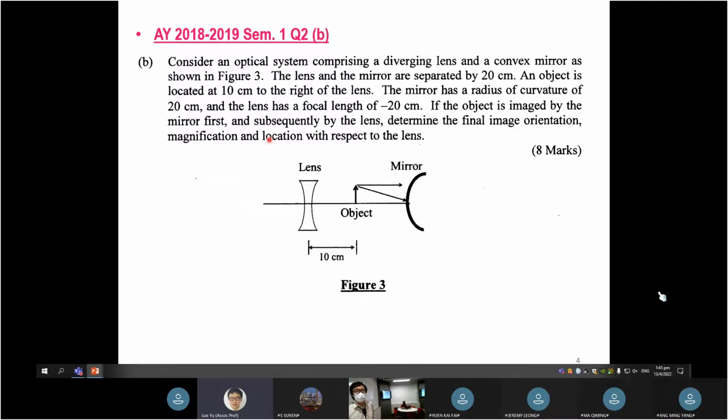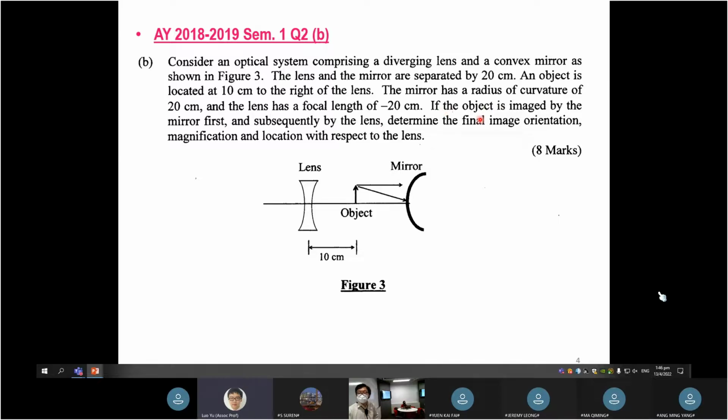The first one is a question from a test about 4 years ago. Here we have an optical system comprising a diverging lens, and a convex mirror, separated by 20 centimeters. An object is located 10 centimeters from the lens. Because the whole distance here is 20 centimeters, this object is 10 centimeters from the lens and also 10 centimeters from the mirror. The mirror has a radius of curvature equal to 20 centimeters, while the lens focal length is minus 20 centimeters.